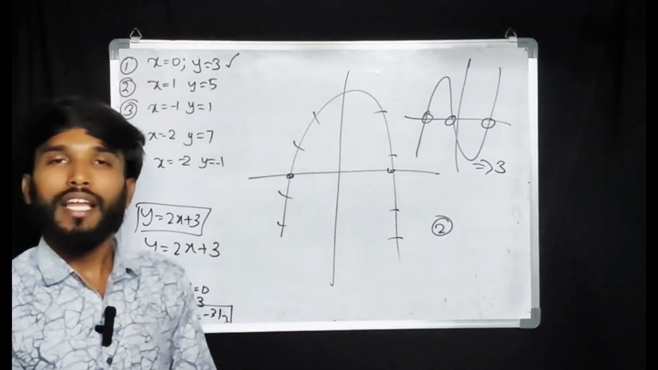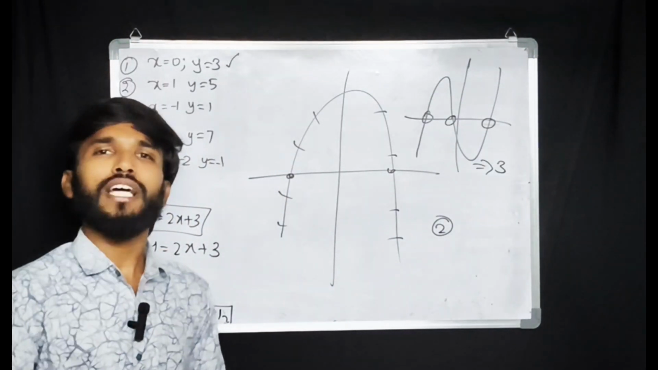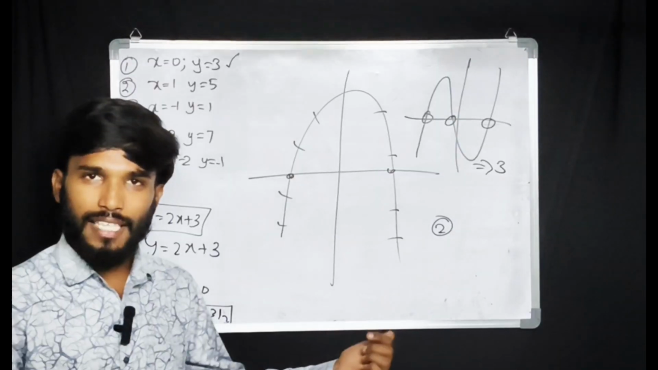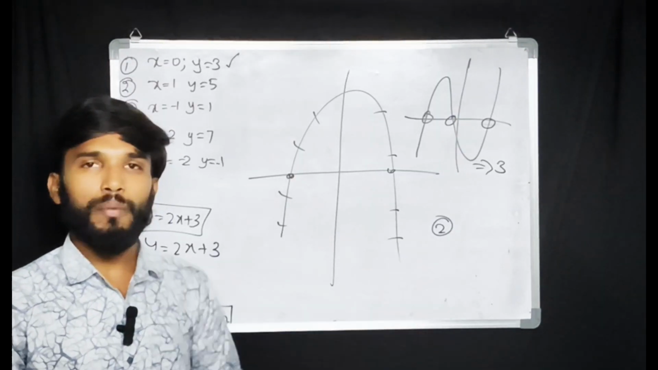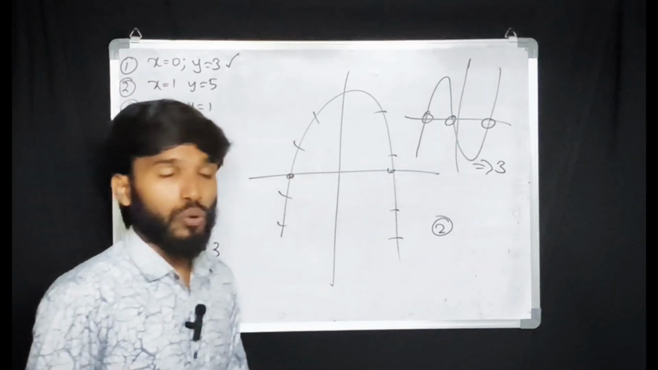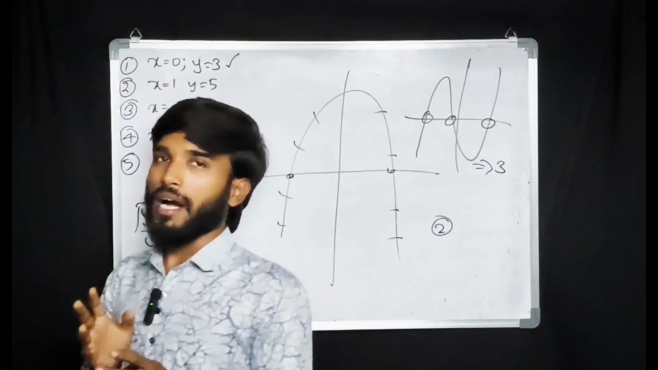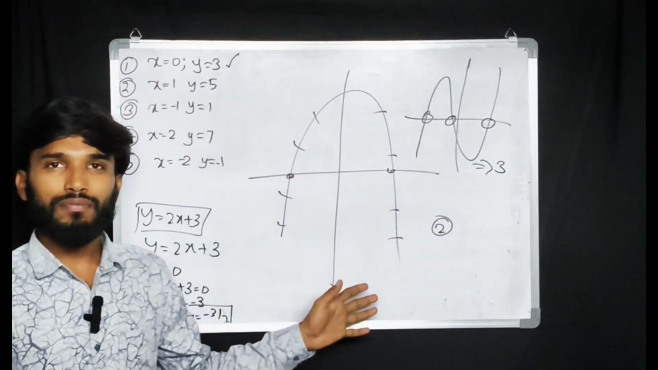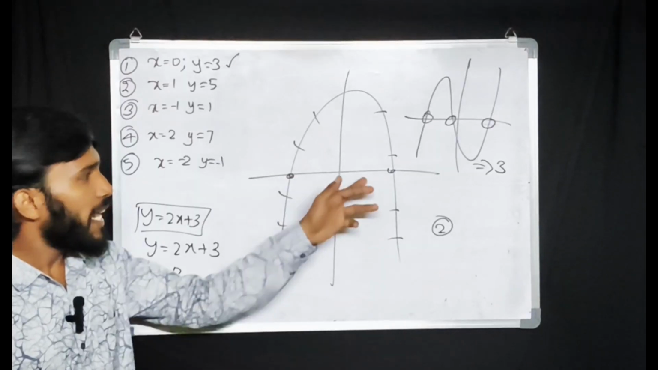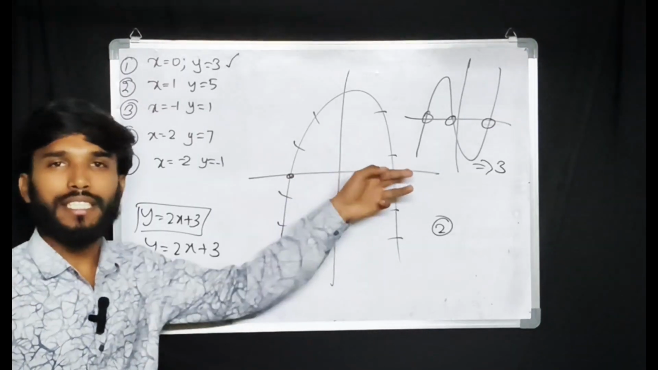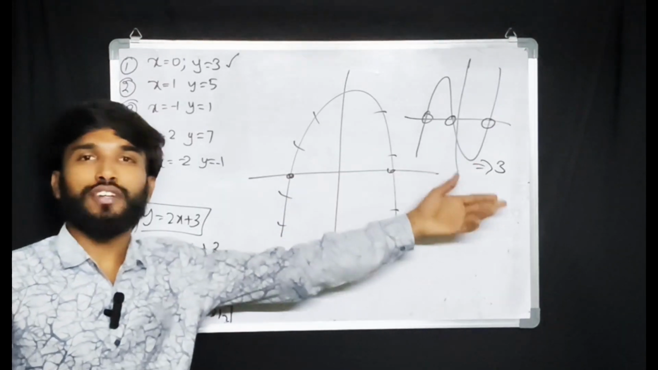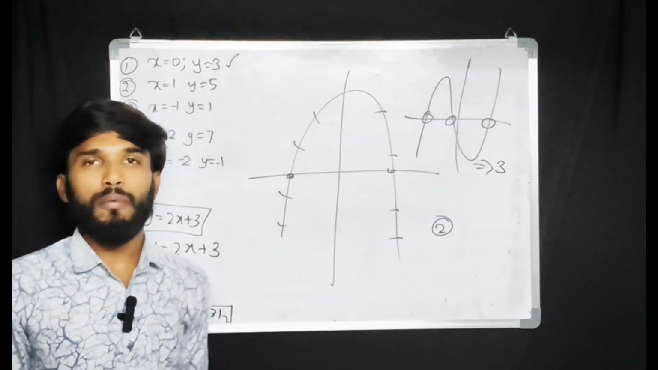Like that, by seeing the graph, you can easily recognize how many zeros the polynomial has. Nothing but the number of times the polynomial intersects the x-axis, that many zeros it has. So easy and so important a concept in your class 10. You will get easy marks by seeing the graph.